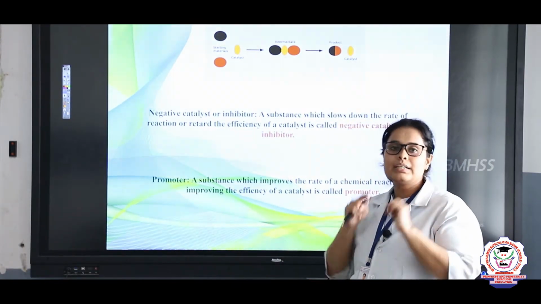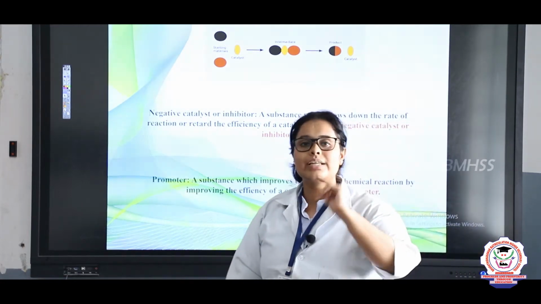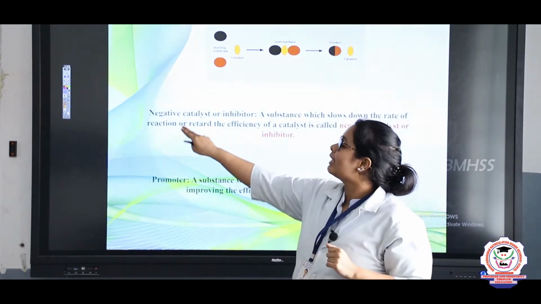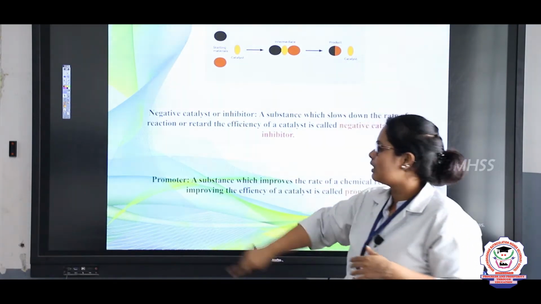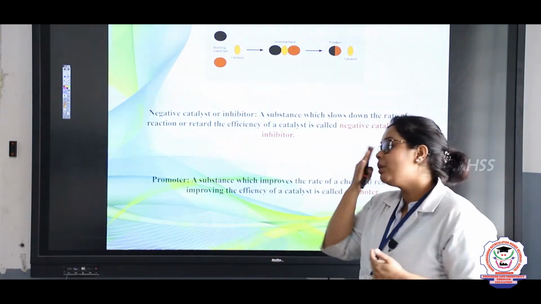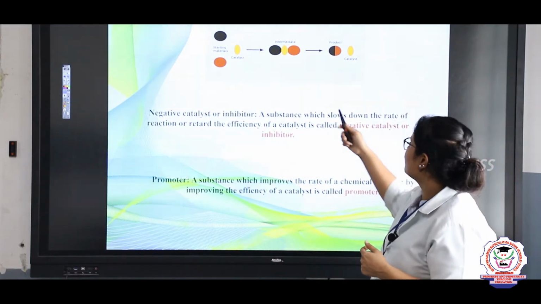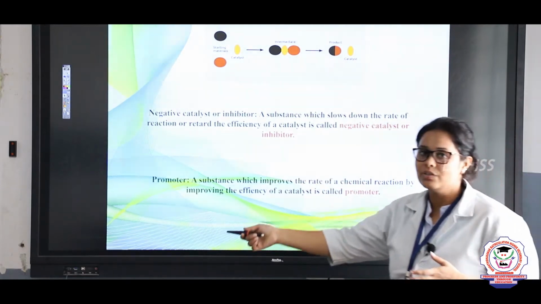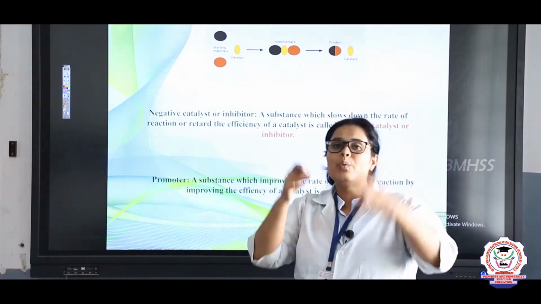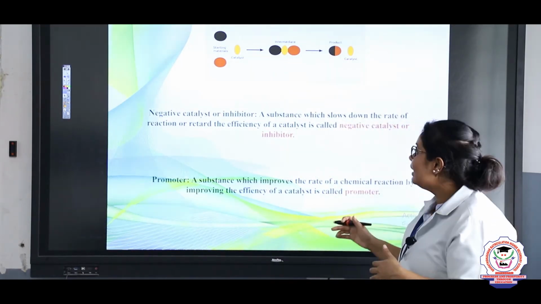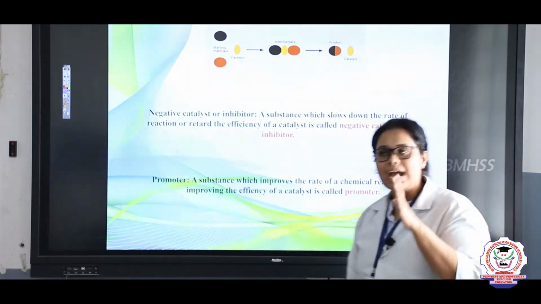So 2 things are there. A catalyst can fasten the reaction or it can slow the reaction. When a catalyst is slowing the reaction, it is known as a negative catalyst or inhibitor. Let us see the definition: a substance which slows down the rate of reaction or retards the efficiency. Retard means it will weaken the efficiency. Then it is known as an inhibitor or a negative catalyst.